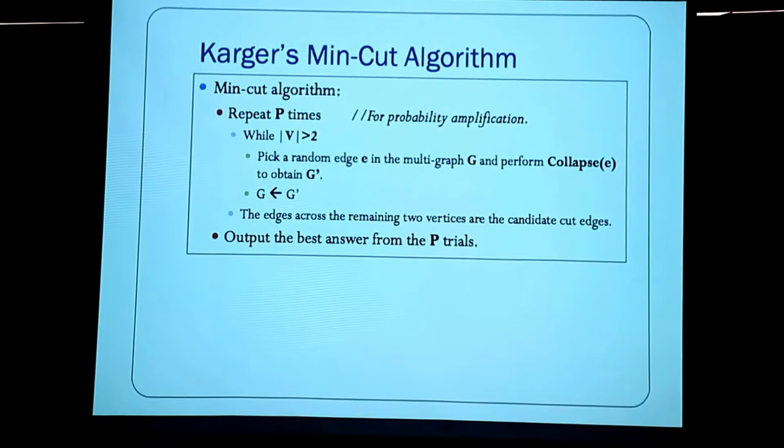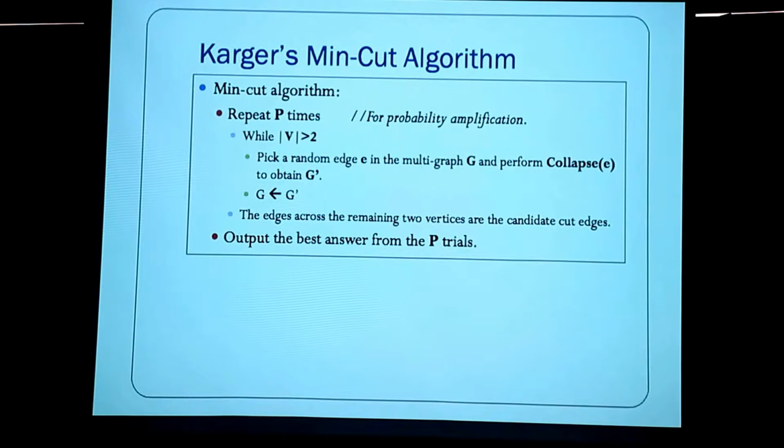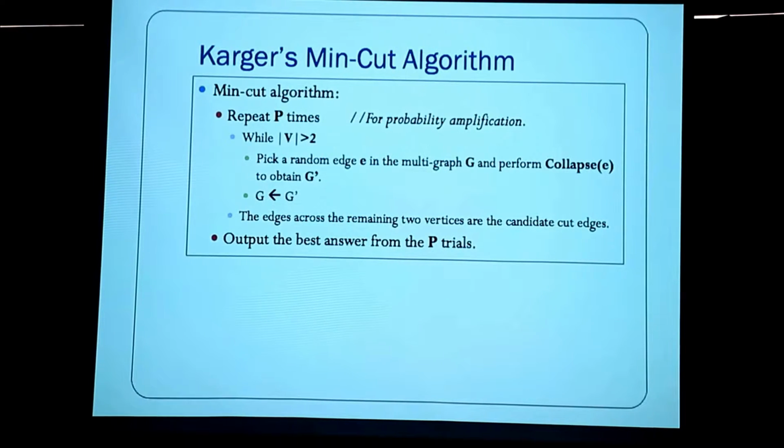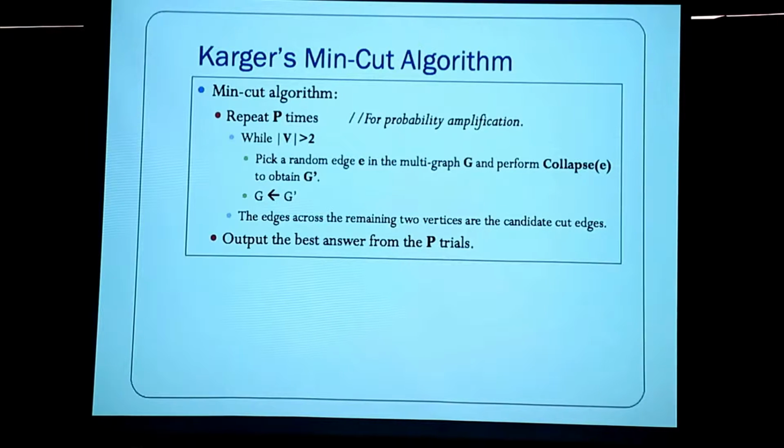Okay, so the algorithm is the following: you repeat something p times, and this something is the following: you keep collapsing until there are 2 vertices. That gives you a cut. Out of the p cuts, you pick one that is the minimum size, and you just output that. So that is your randomized algorithm.